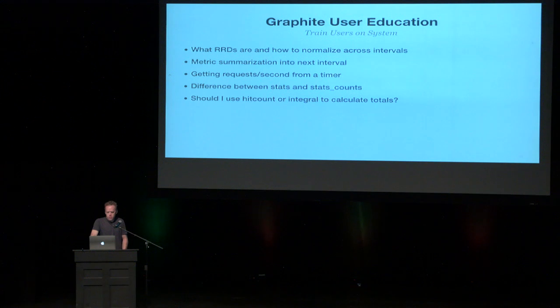Also, how do I get requests per second from a timer? The problem is you need to know the sample rate. Where does the sample rate live? In the code. But if the code's changed, well then, I don't know. You have to look at the Git history. How does stats dot a rate get summarized differently than stats counts? How do I even know to ask this question? So that's what this user education campaign that we started did.